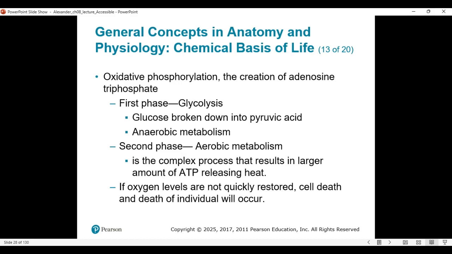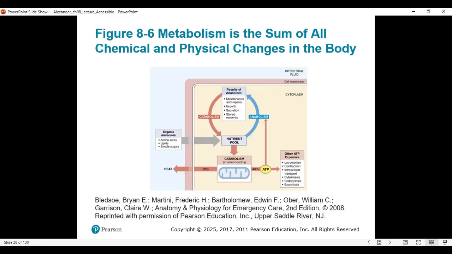And if for some reason something interrupts the oxygen, and it's not restored quickly, the cells will die and death to the individual will occur. And this pyruvic acid will turn into lactic acid because the oxygen can't bind to the hydrogen and the carbon. So it becomes lactic acid and it builds up and you get acidotic and die.